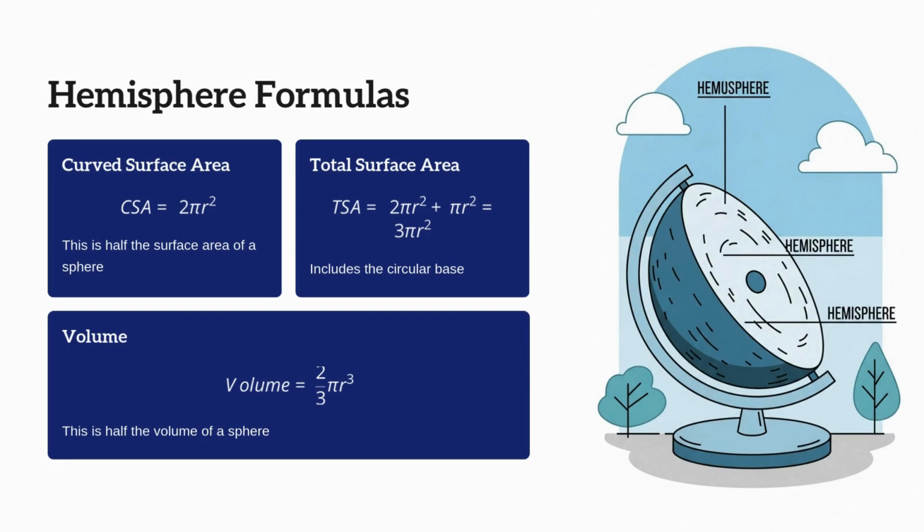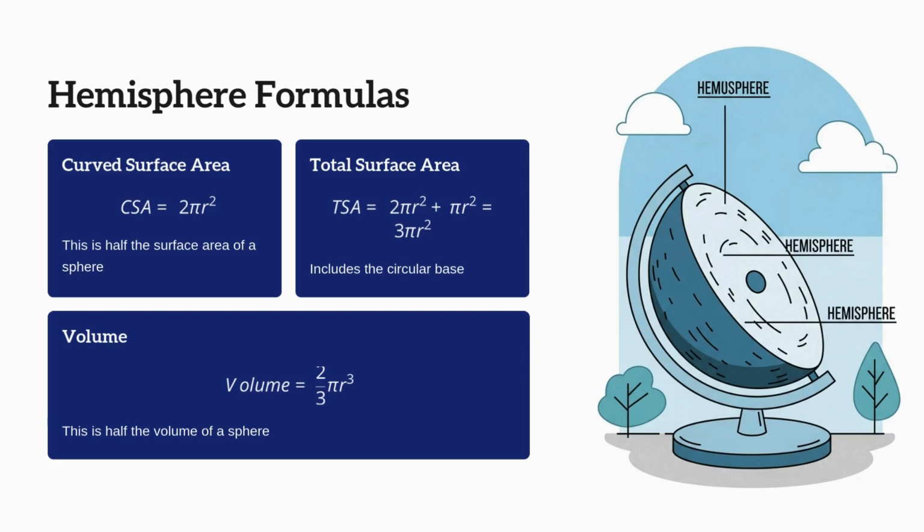3. Volume. The volume of a hemisphere is half the volume of a sphere. Volume of a sphere equals 4 over 3 pi r cubed. Half of that equals 2 over 3 pi r cubed. This is derived by dividing the full spherical volume by 2.